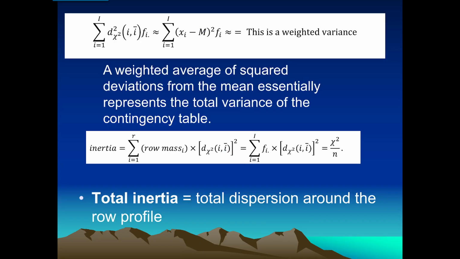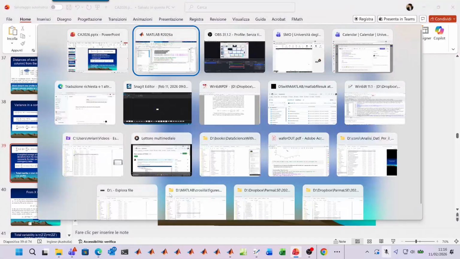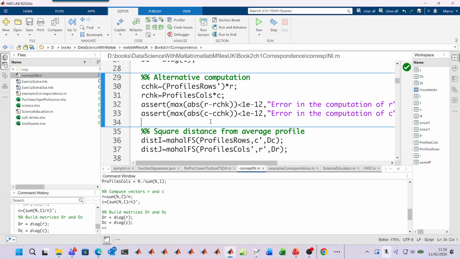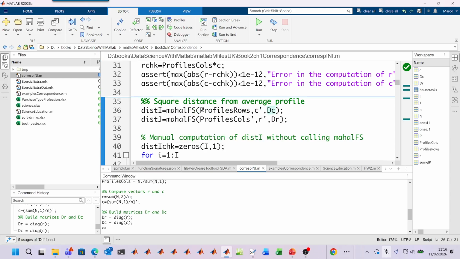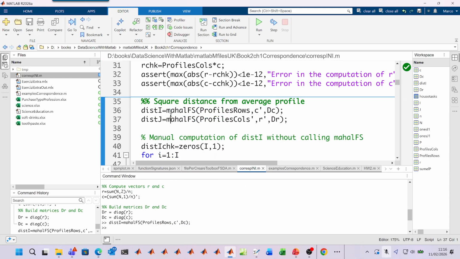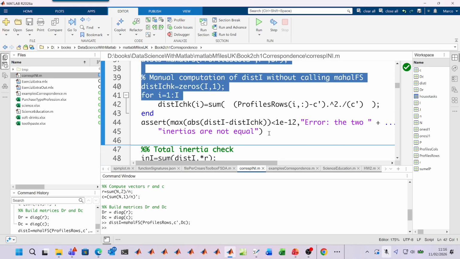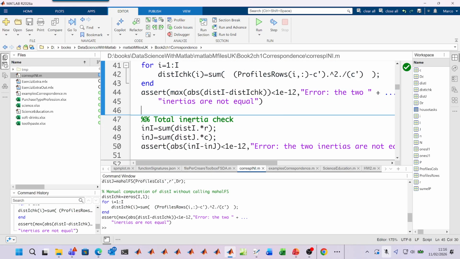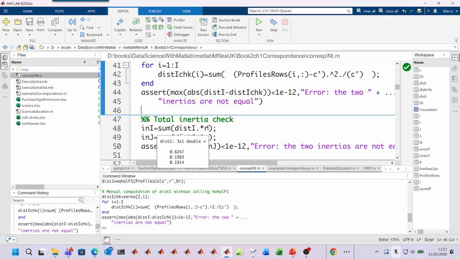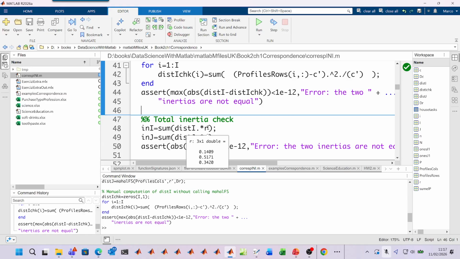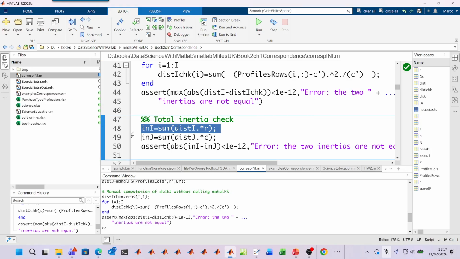Okay, you can do the same thing for the columns, and the implementation is here. So, the square distance from the average profile, and then this dist i, the distance of each row from the average. This is the manual computation. Then the sum of the distances multiplied by the weight, the importance. This is the total inertia, the total inertia of the rows.